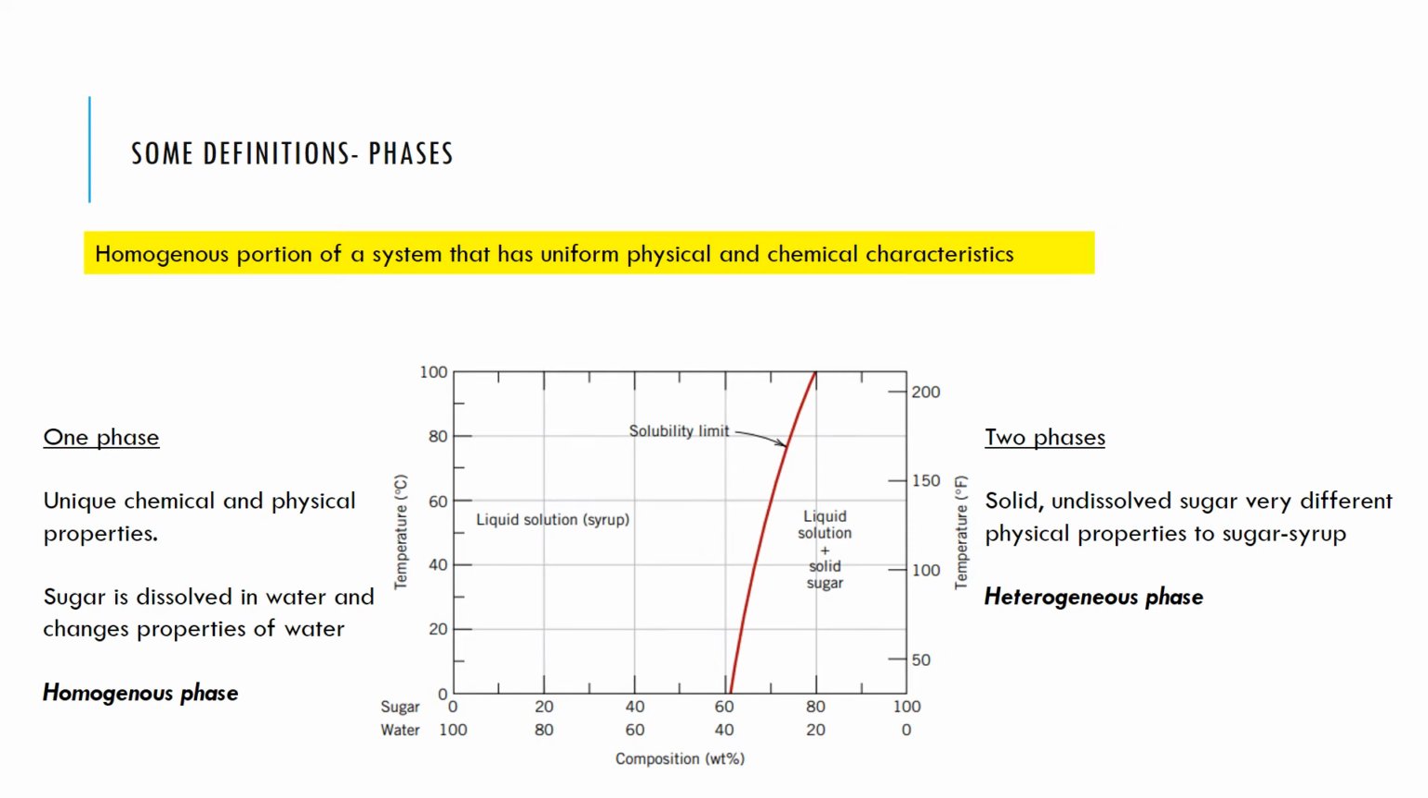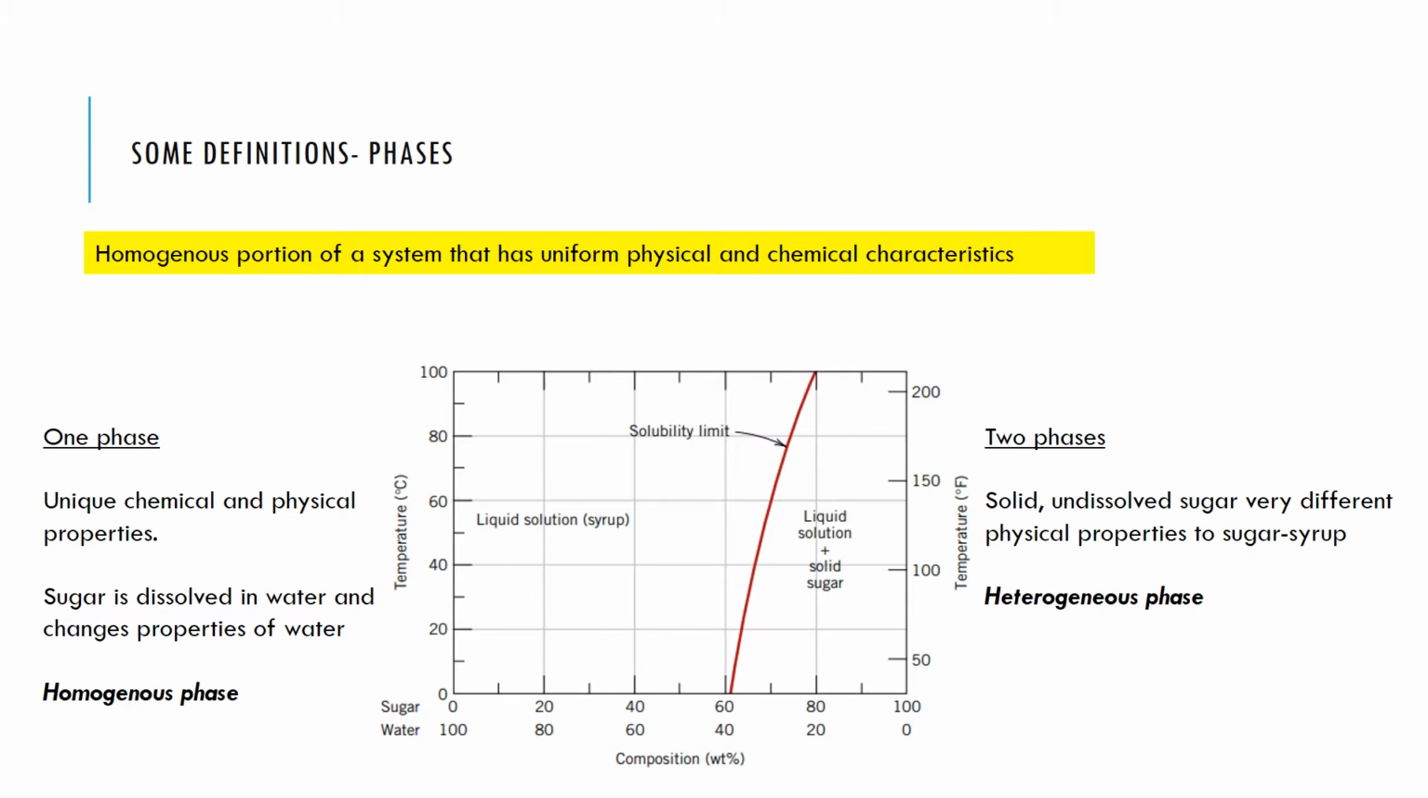So just to hammer home what we mean by a phase, it is a homogeneous portion of a system that has uniform physical and chemical characteristics. So have a look on the left of that phase diagram, to the left of the red line, which is our solubility limit. So the phase on the left of the phase diagram is a single liquid phase, right? It's sugar syrup dissolved in water, completely dissolved. It's a homogeneous phase, it's all one phase, and it has very unique chemical and physical properties.